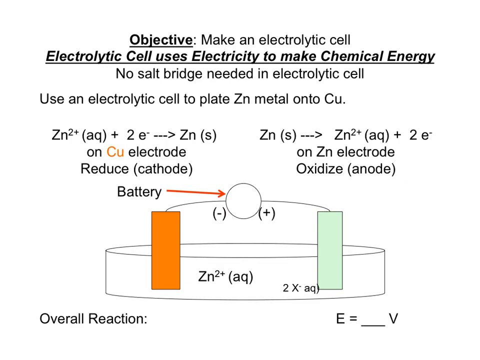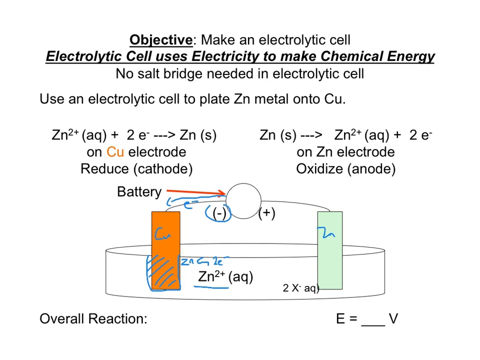So here is our copper electrode, here is our zinc electrode, and both electrodes are placed in a zinc ion solution. We want zinc ion to be reduced to zinc metal on the surface of the copper electrode. So we would connect the copper electrode to the negative terminal of the battery. That forces electrons from the battery to the copper electrode. Those electrons are going to be gained by the zinc ion to turn it into zinc metal.